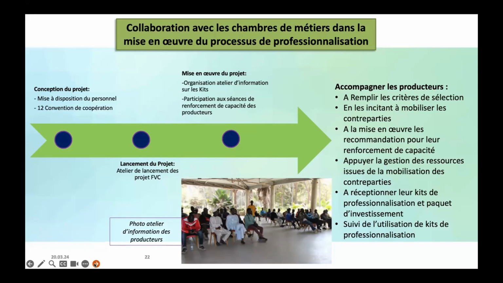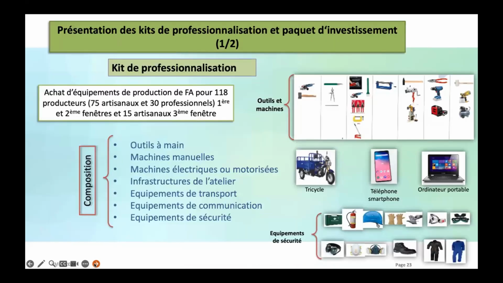We had to receive their kits. That was the work of the Chamber of Occupations. They were in charge of receiving the kits and doing the follow-up. Once the kits have been received, it's important to ensure the good use of the kits of professionalization. Next slide, please. The picture is just an example of the meeting that we had with producers.